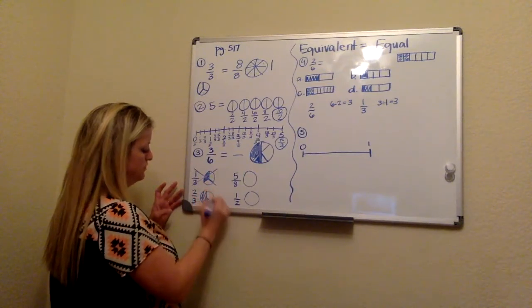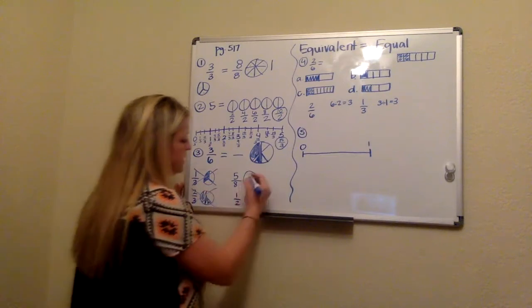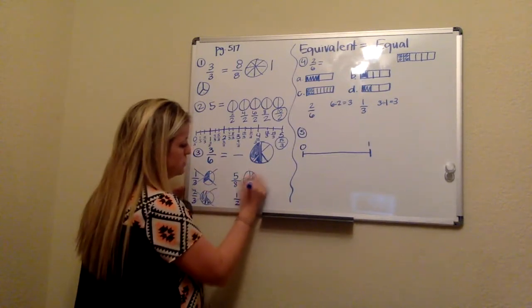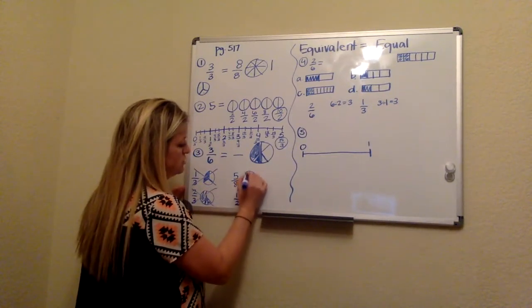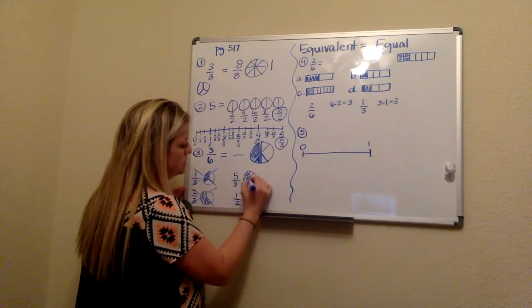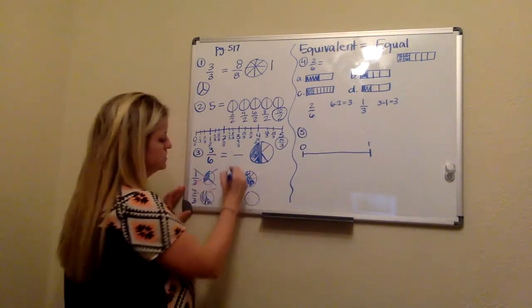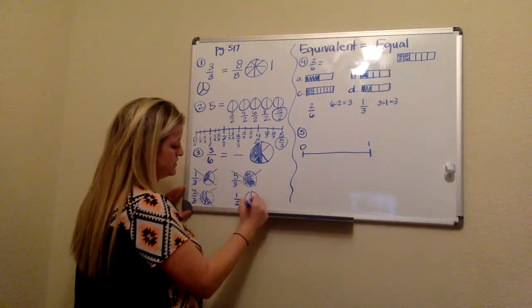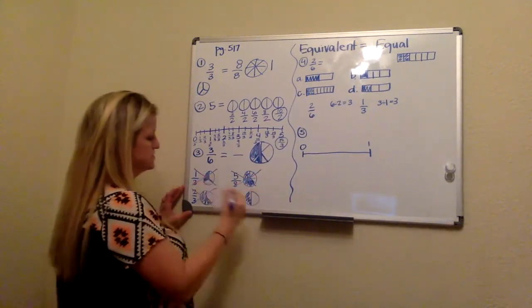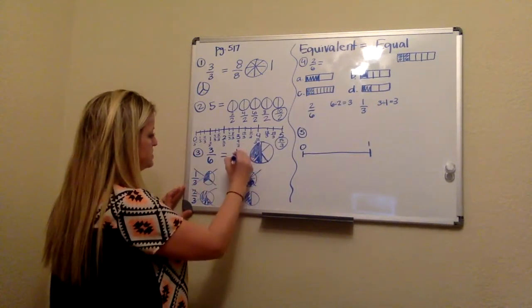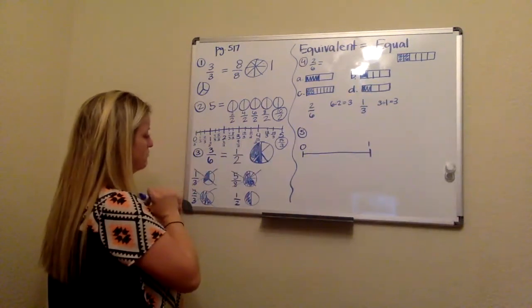1, 2. Nope, not that. 5/8. Okay, so I'm going to break it down into 8s. 1, 2, 3, 4. She ate all that. And she ate all that. Does that work? No. How about this? Yes. So now I know that 3/6 is equivalent to 1/2.